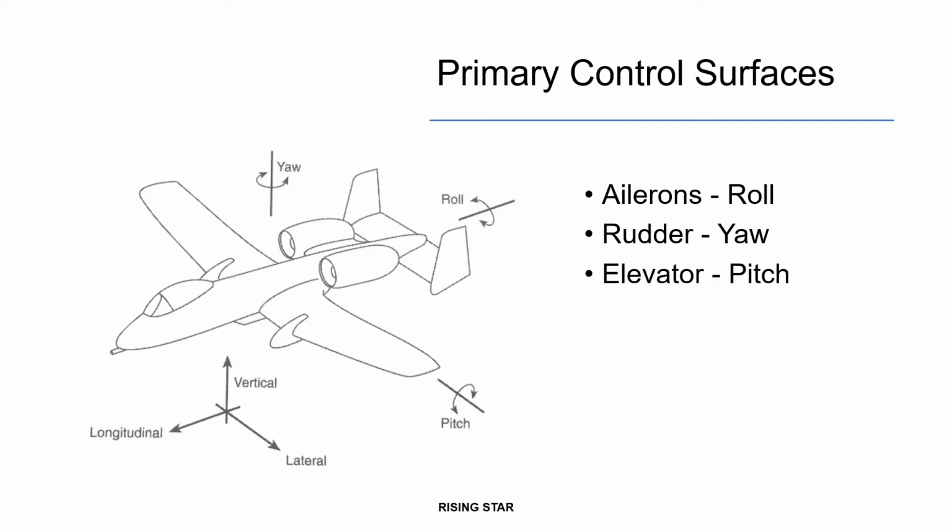Elevator is the primary control surface of the pitch, and pitch is the rotation about the transverse axis. It makes the aircraft climb or descend.